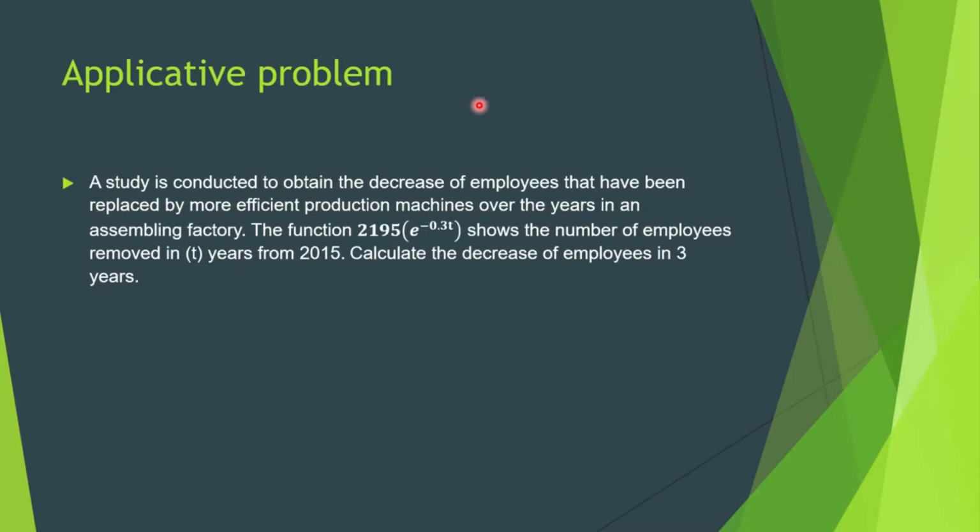It says, a study is conducted to obtain the decrease of employees that have been replaced by more efficient production machines over the years in an assembly factory. The function 2195 multiplied by Euler's number to the minus 0.3t shows the number of employees removed in t years from 2015. Calculate the decrease of employees in 3 years.